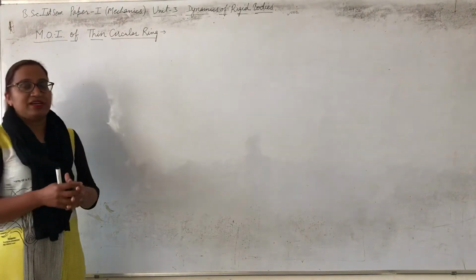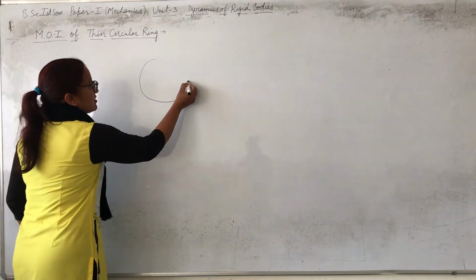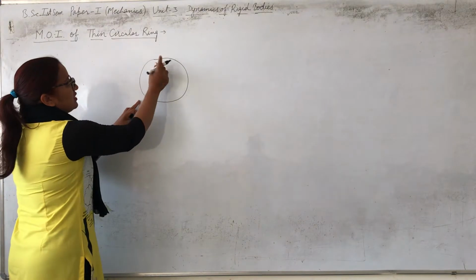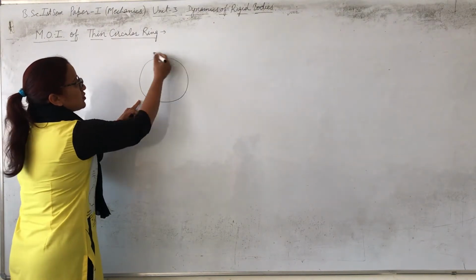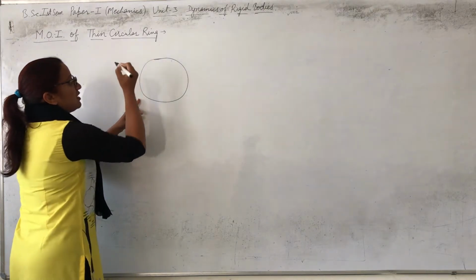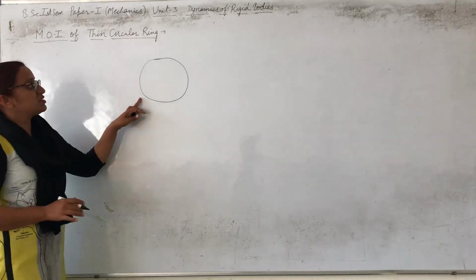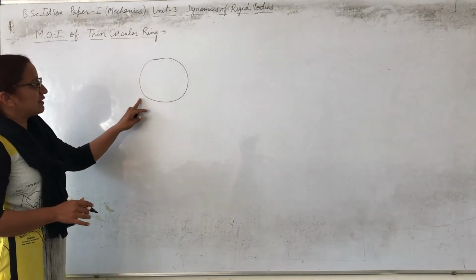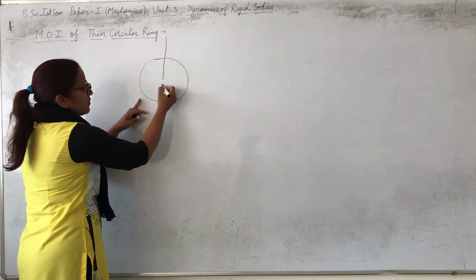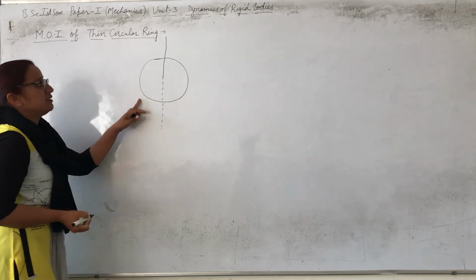So what do we mean by ring? Ring is a shape like this, and the mass of this structure is over the circumference. So this is a ring, the mass is placed over the circumference. Now we define the axis about which we calculate moment of inertia of this circular ring. Let this be the axis which is passing through its center of mass and perpendicular to its plane.